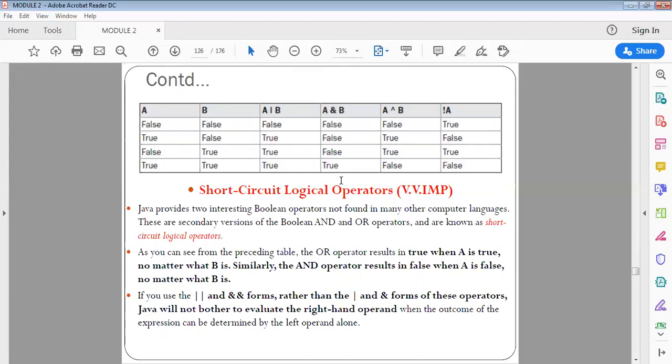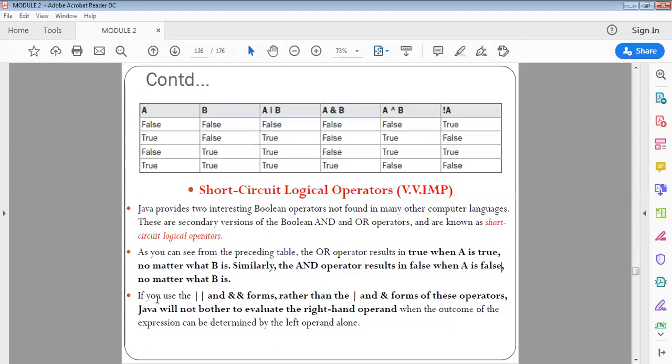Now you come to a very important topic from the exam point of view. I have mentioned here, very important also. It is the short circuit logical operator. Java provides two interesting Boolean operators not found in many computer languages. They are the short circuit logical operators. As you all know, understand these two points, that will give you the idea. The OR operator results in true when A is true, no matter what B is. Similarly, AND results in false when A is false, no matter what B is.